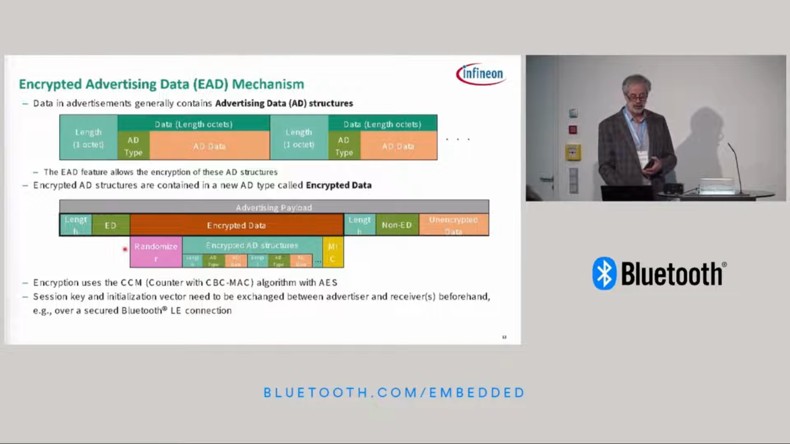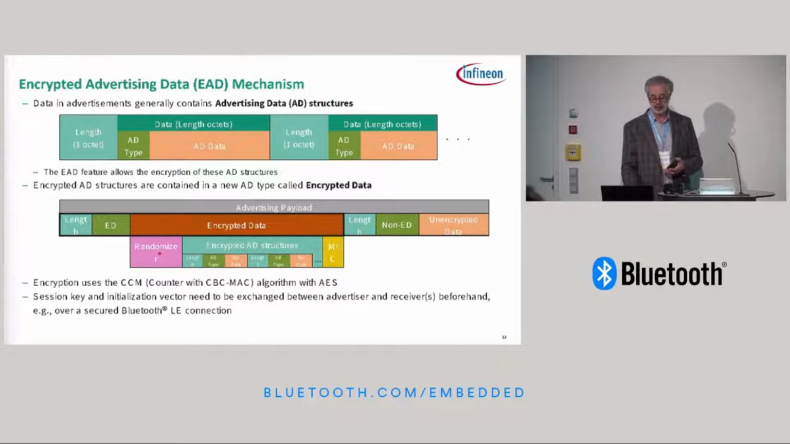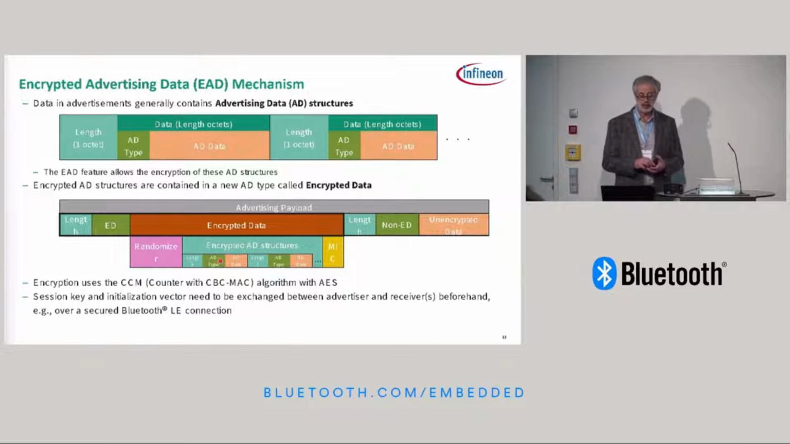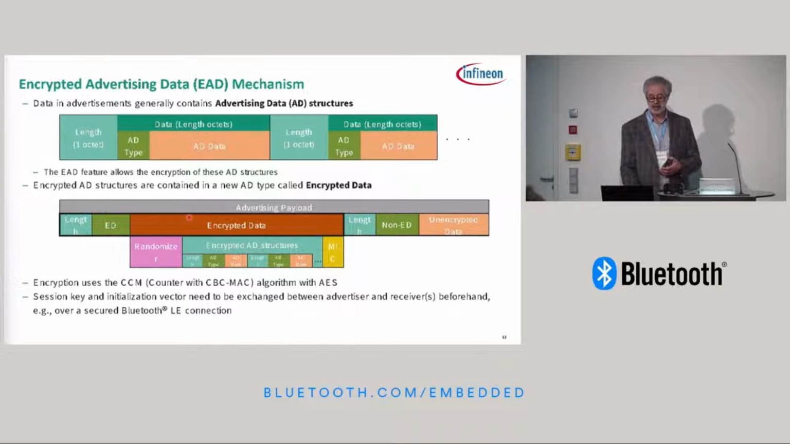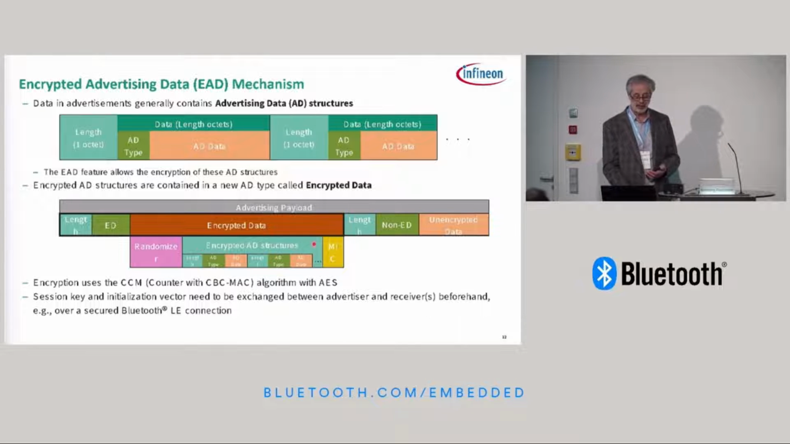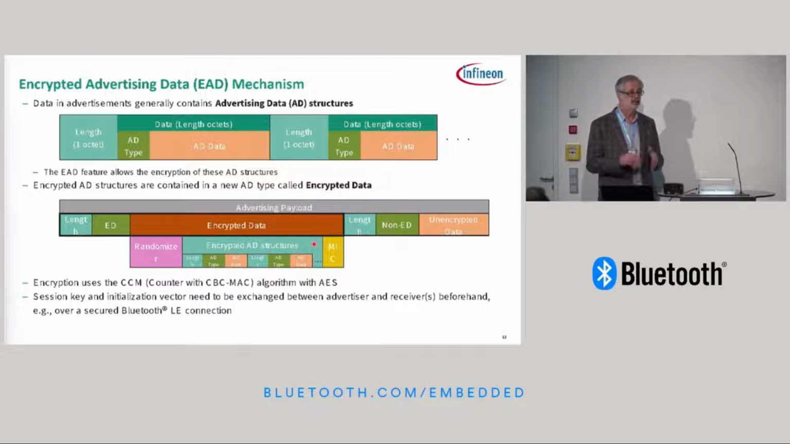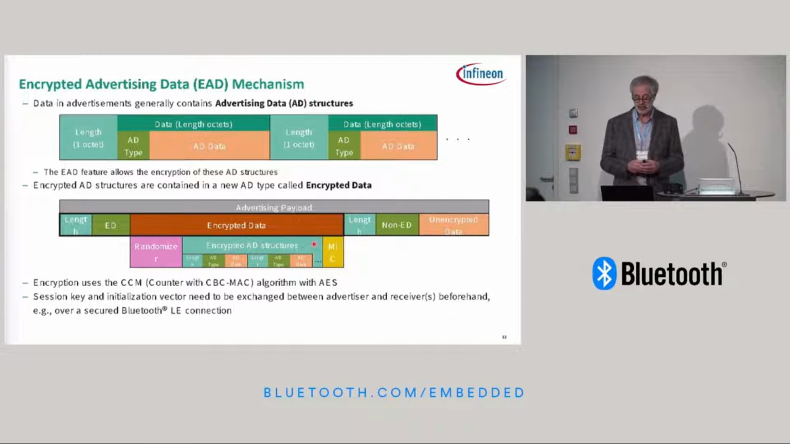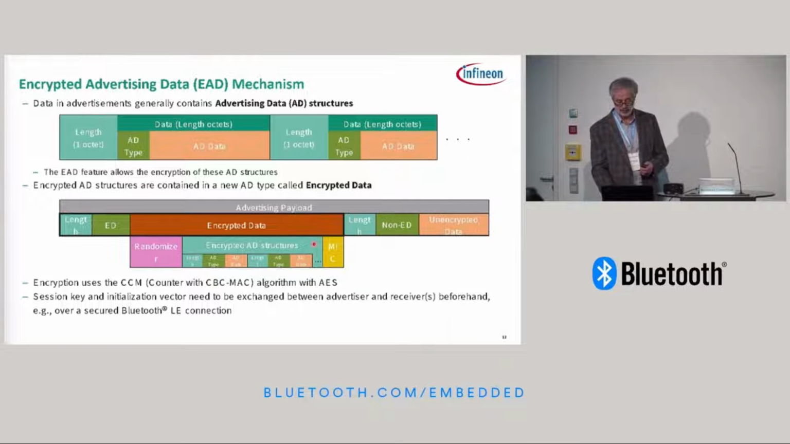Obviously, someone who doesn't know the key will not be able to decrypt the data, but someone who knows the key can say, oh, this is encrypted data, I will use the key, I will decrypt, and here you can find the LTVs back. So you can put multiple different pieces of information in the encrypted advertising data.